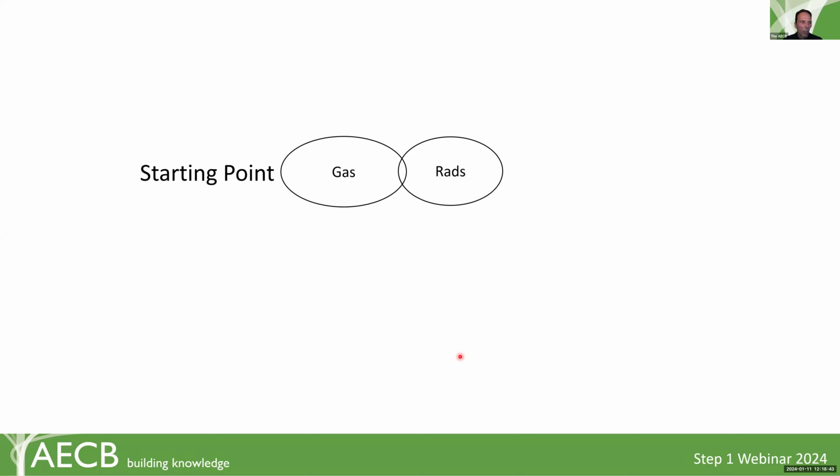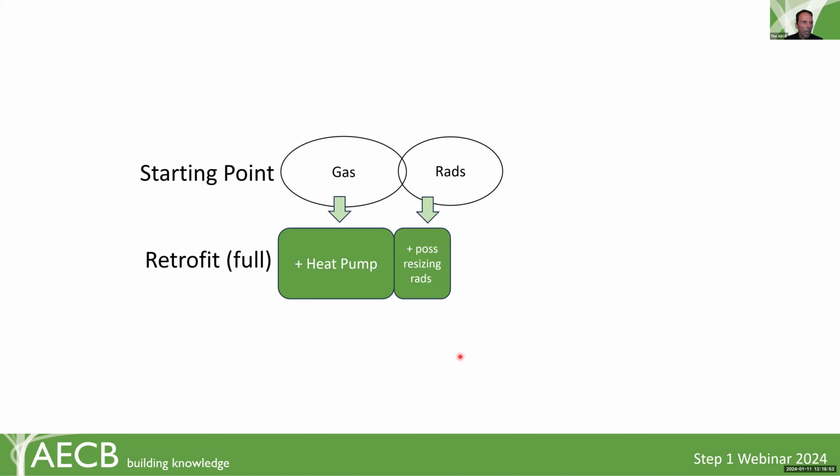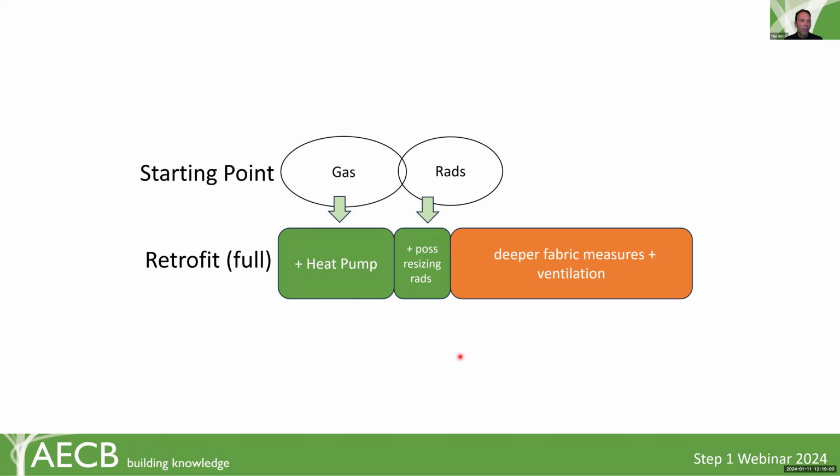And then just for context, I'm going to introduce it in terms of the full retrofit. So the gas boiler would go to a heat pump, and there'd be a possible resizing of the radiators, may not need to. And then you'd have the deeper fabric measures and ventilation. That would be the full retrofit.